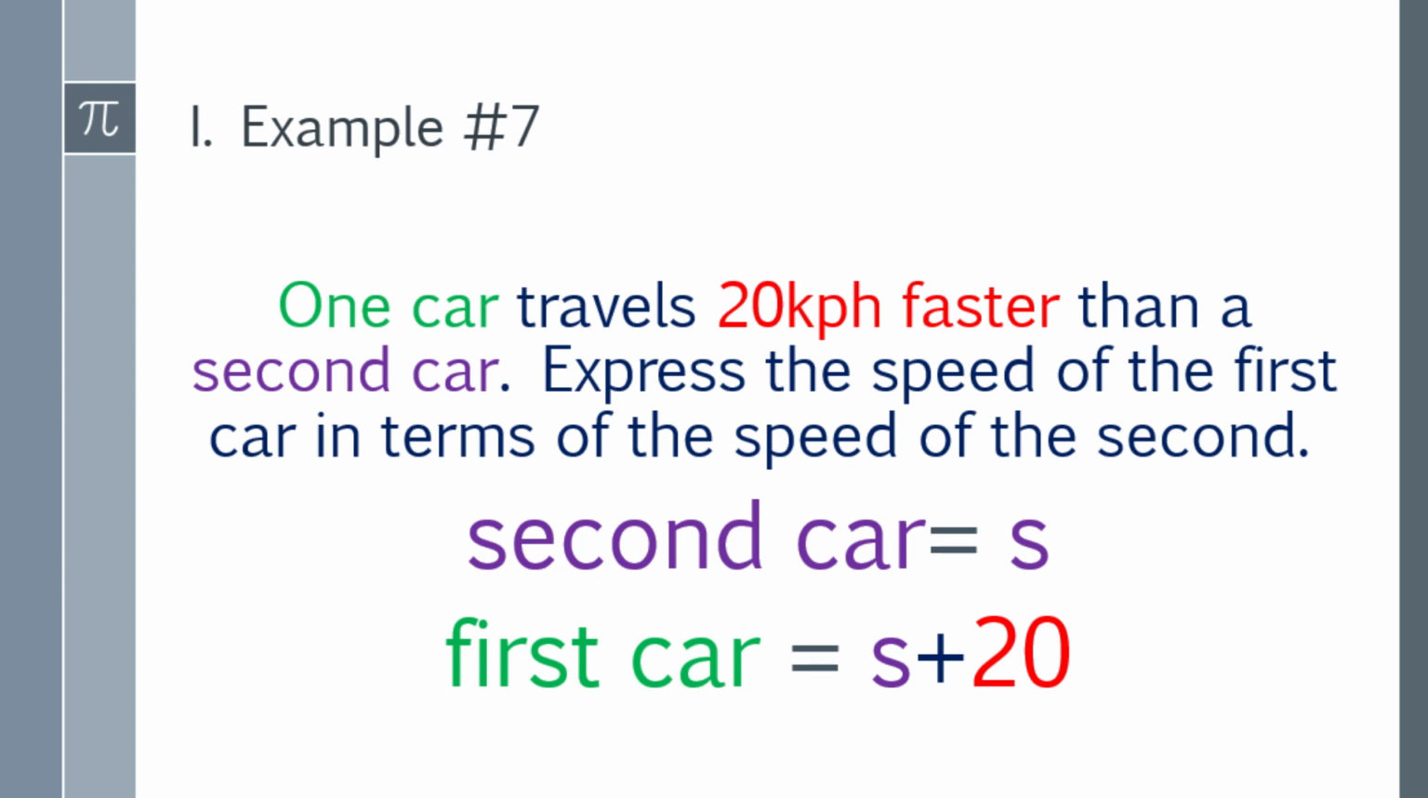Sabi daw sa yung first car travels 20 kilometers faster than a second car. So that will be s plus 20. Kung ano man yung speed ng second car, dadagdagan mo ng 20. So dahil hindi mo nga alam yung speed ng second car, represent mo siya ng variable na s. So ang first car mo ay s plus 20.